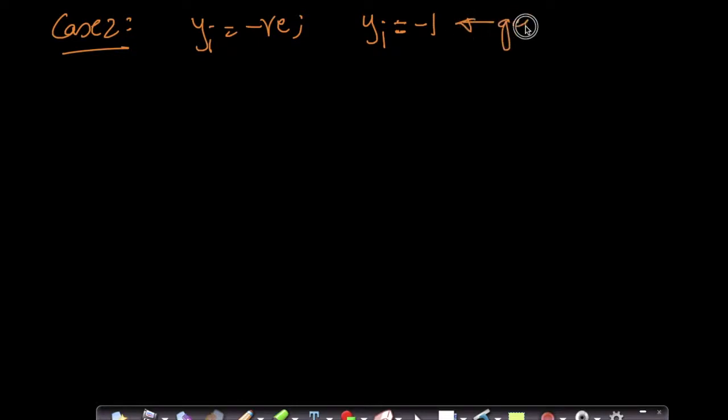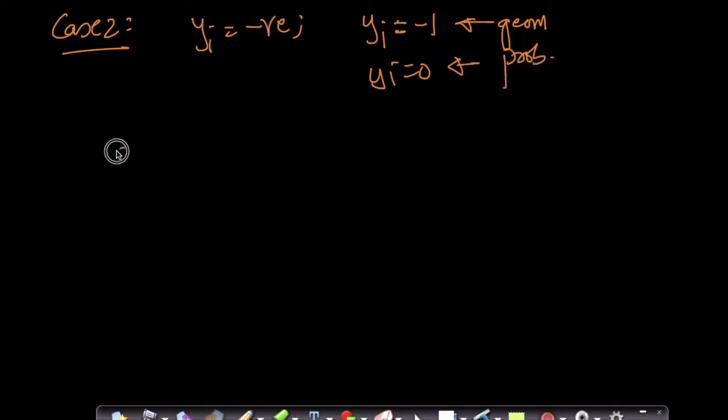Now let's go to case 2. Case 2 is when yi is negative. When yi is negative, what happens? In the geometric formulation, yi becomes -1. In the probabilistic formulation, yi becomes 0.